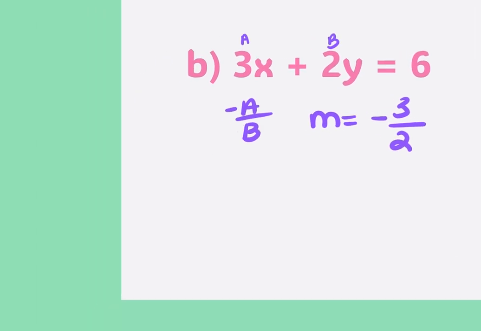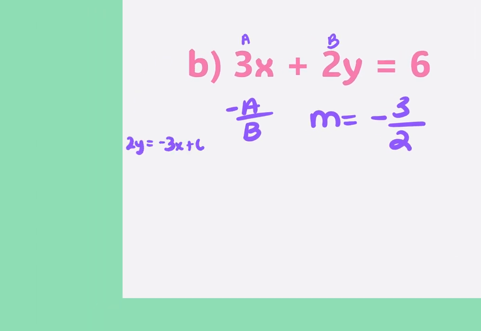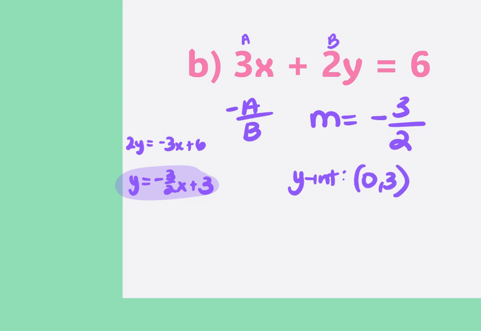I could have, again, also just rearranged it. So it would have been 2y equals negative 3x plus 6, and then y equals negative 3 halves x plus 3, because I'd have to divide everything by 2. Now, if I solved it and put it into slope-intercept form, it's easy to spot your y-intercept. What's your y-intercept? 3, so 0, 3.